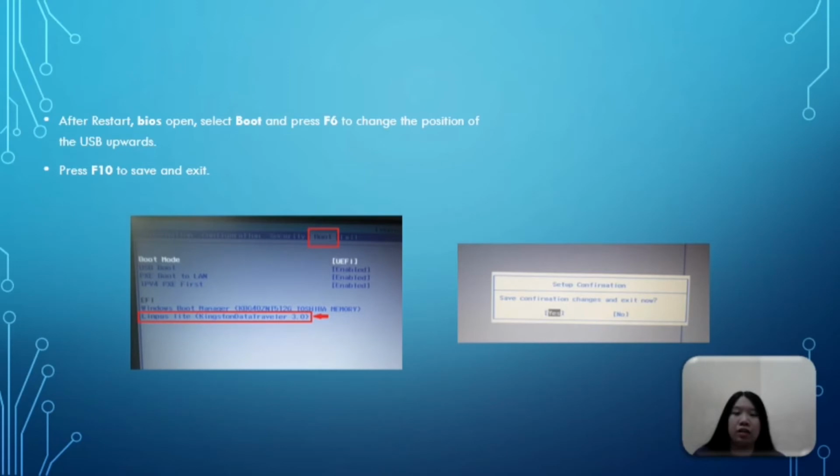After restart, the BIOS opens. You need to select Boot and press F6 to change the position of the USB. Then make sure the USB is in the first position. Then press F10 to save and exit.